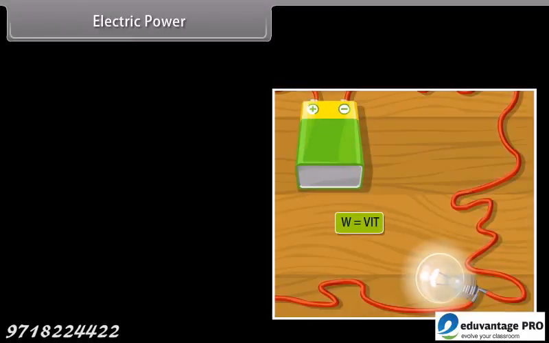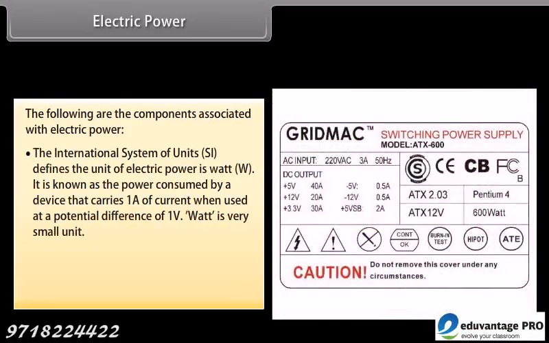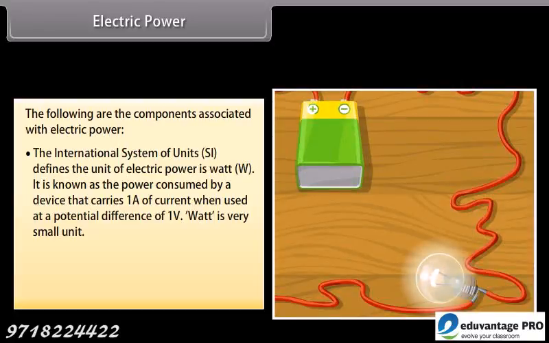Electric power. Electric power is the rate at which electric charge is transferred by an electric circuit. This is commonly known as electric power. The following are the components associated with electric power. The International System of Units, SI, defines the unit of electric power as watt, W. It is known as the power consumed by a device that carries 1 A of current when used at a potential difference of 1 V.